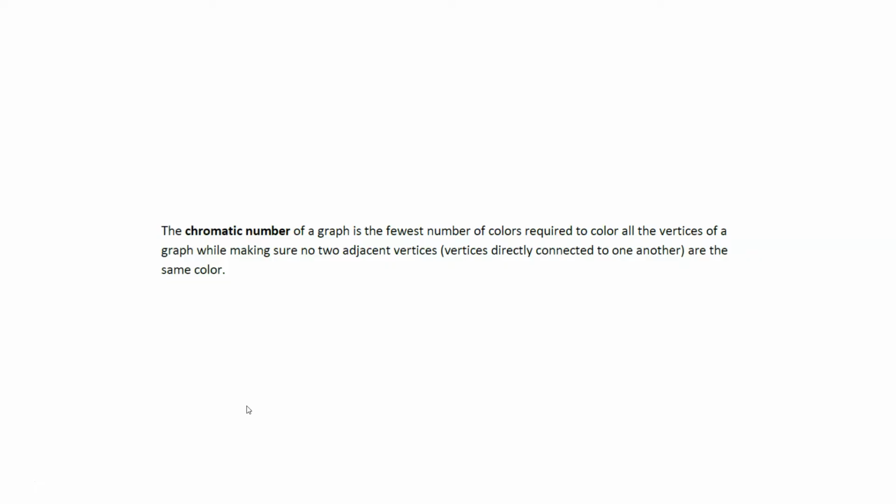Lesson 3.10, the chromatic number of a graph. The chromatic number of a graph is the fewest number of colors required to color all the vertices of a graph while making sure no two adjacent vertices are the same color. Remember, adjacent vertices are vertices that are directly connected to one another with an edge.